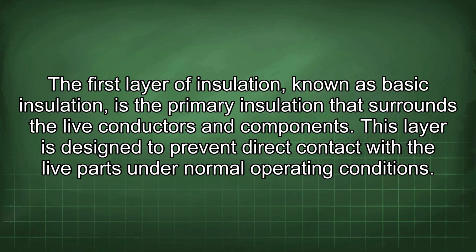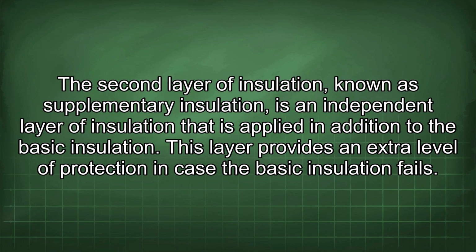The first layer of insulation, known as basic insulation, is the primary insulation that surrounds the live conductors and components. This layer is designed to prevent direct contact with the live parts under normal operating conditions. The second layer of insulation, known as supplementary insulation, is an independent layer of insulation that is applied in addition to the basic insulation. This layer provides an extra level of protection in case the basic insulation fails.